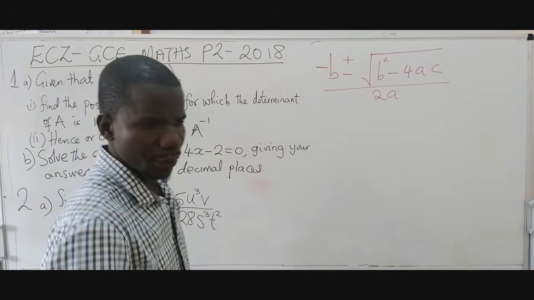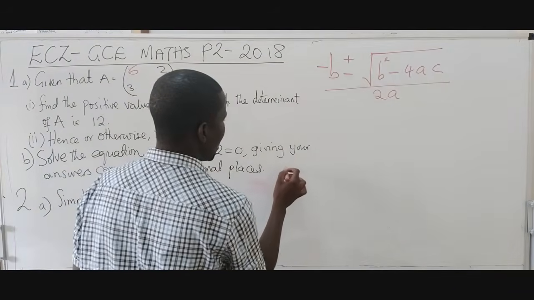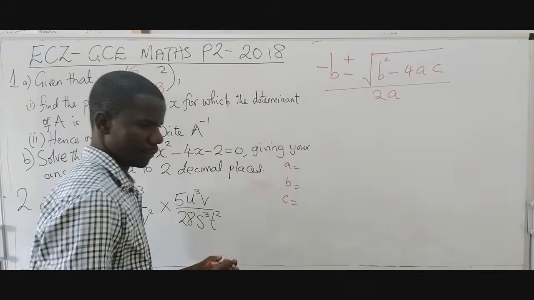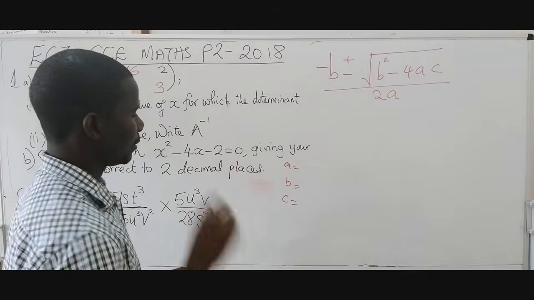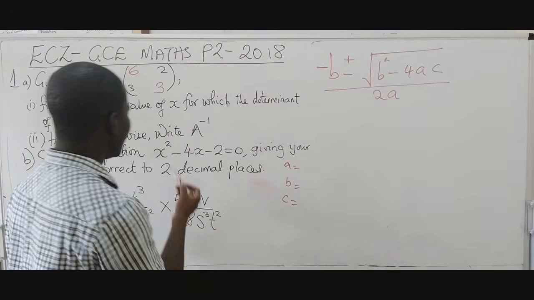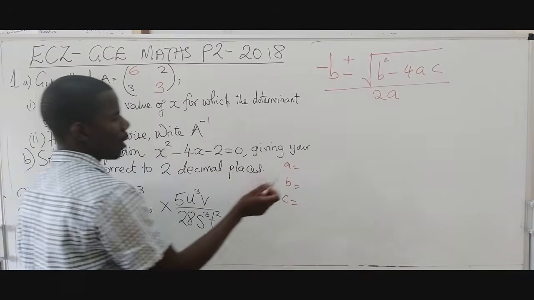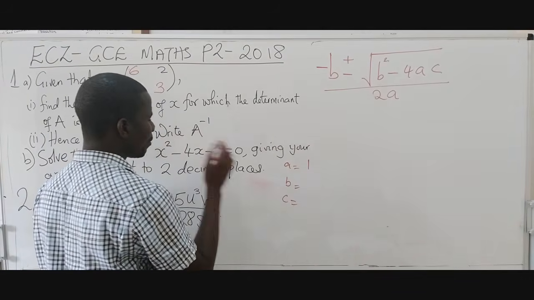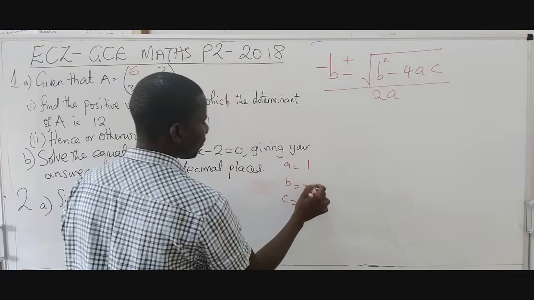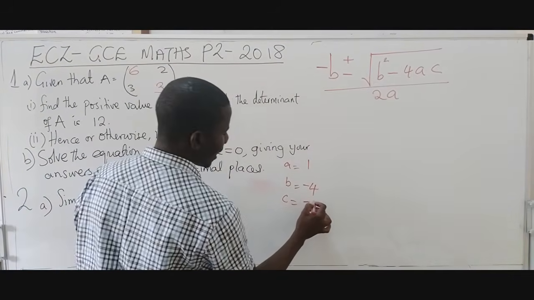So now what we are supposed to do in this case is we need to identify our A, our B, and our C. Our A is the coefficient of the letter that is squared here. In this case, the coefficient of x squared is 1. So, that is our A. Then our B is the coefficient of a letter that is not squared, which is negative 4. That is our B. Then our C is the constant, this number, which is minus 2.